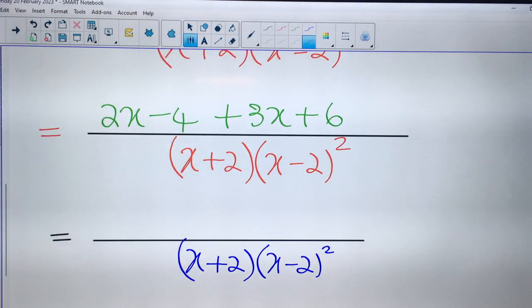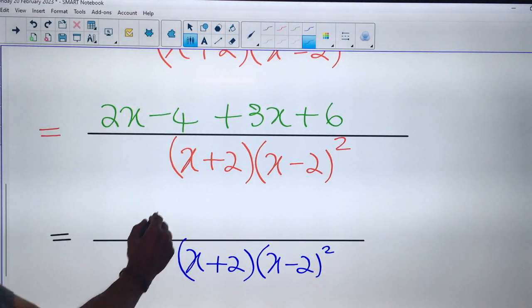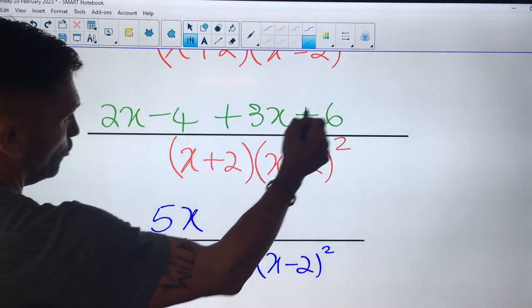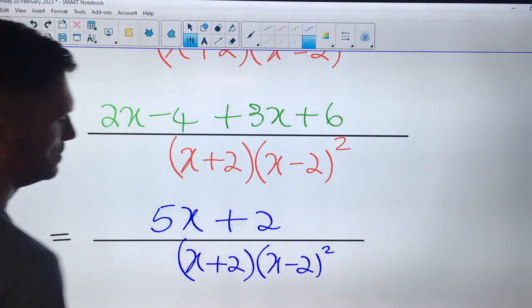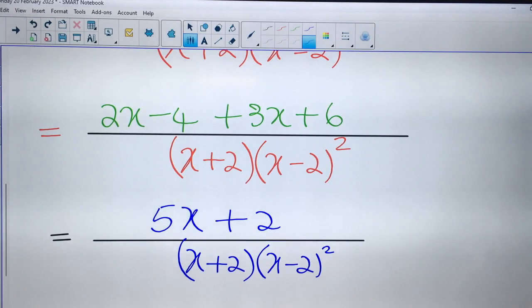Two x plus 3x, 5x, minus 4 plus 6, plus 2. No factorizing, no common factor, so that is our final answer.